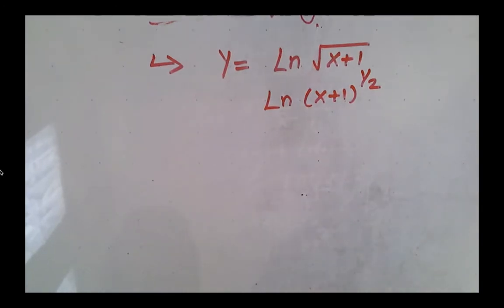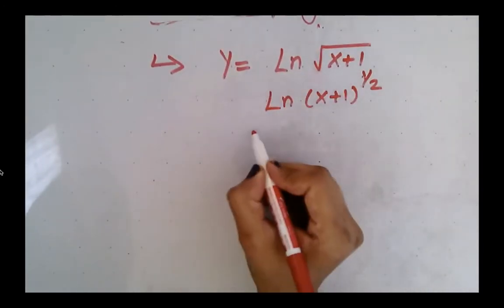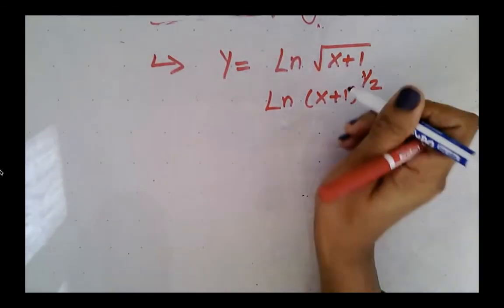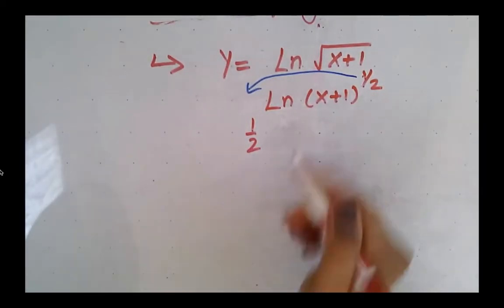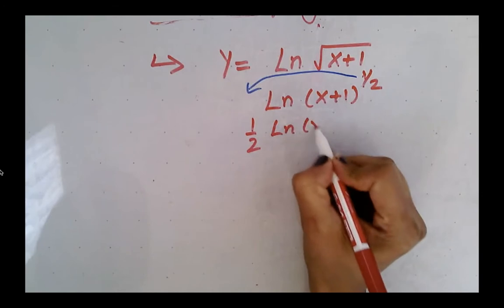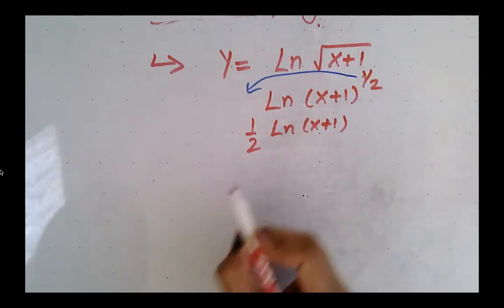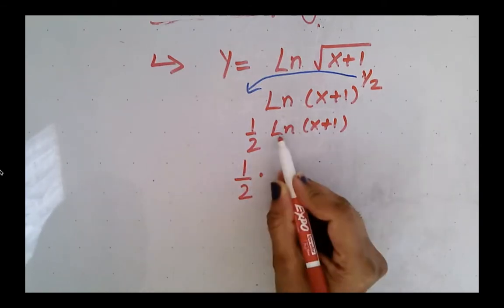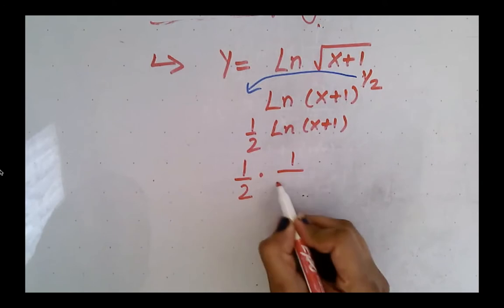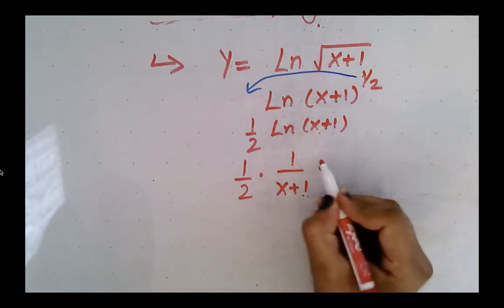This is to 1/2 power. So now I know I can use expanding property, means I could bring this 1/2 on the front. Now this becomes 1/2 ln x plus 1. Now this is just normal ln function I need to take derivative of. So 1/2 stays the same, ln of this, so the derivative of this would be 1 over x plus 1, times the derivative of inside, which is 1.